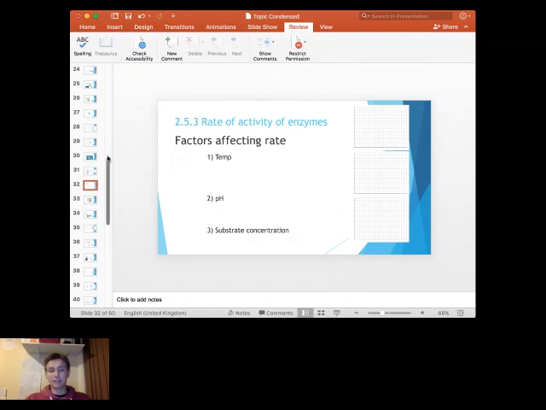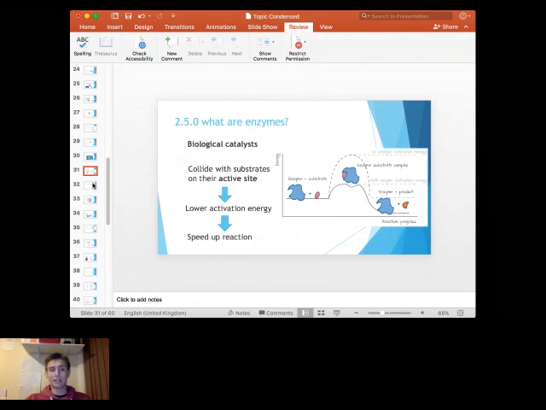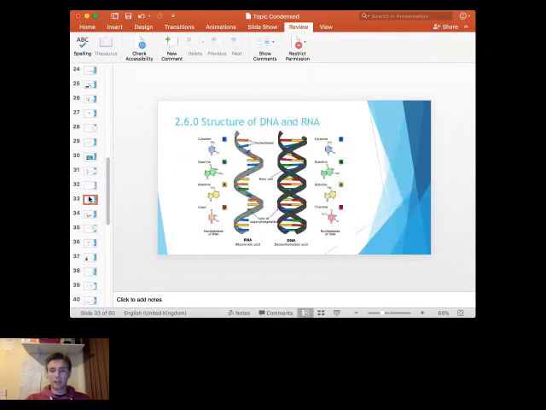Right, but so that's basically the end of enzymes, okay? So you have to understand how these different factors affect the rate of enzyme activity, and you have to understand what enzymes are and the fact that they're proteins, okay? The next thing would be to talk about the structure of DNA and RNA. But does anyone have any questions at this point? No, there are no questions. Fantastic. Okay, so DNA and RNA.